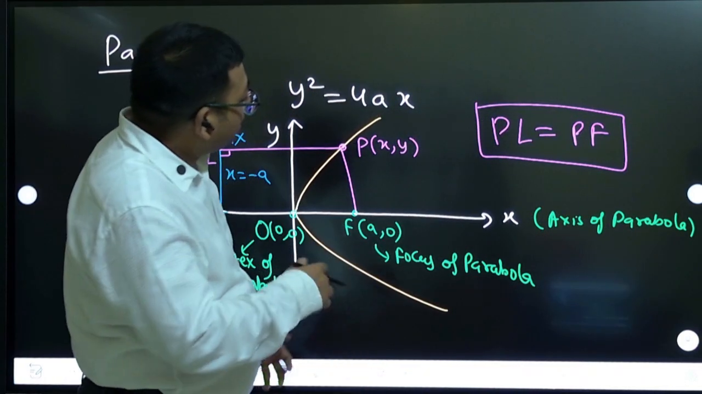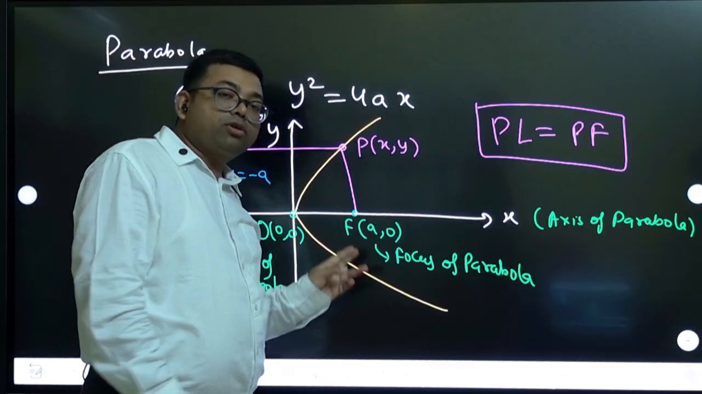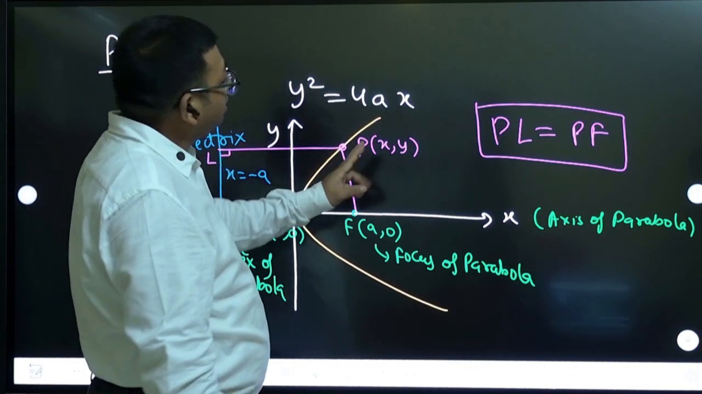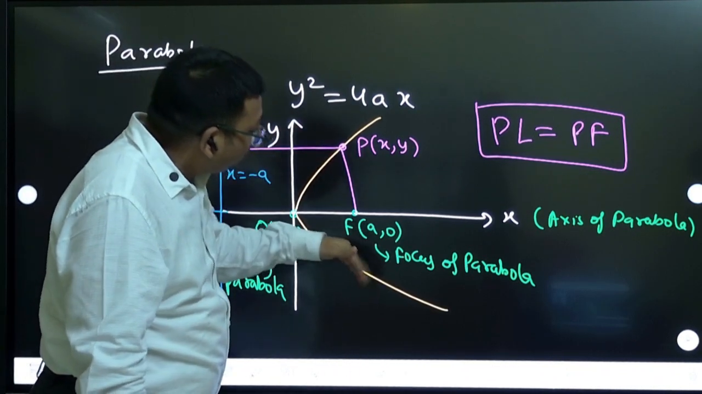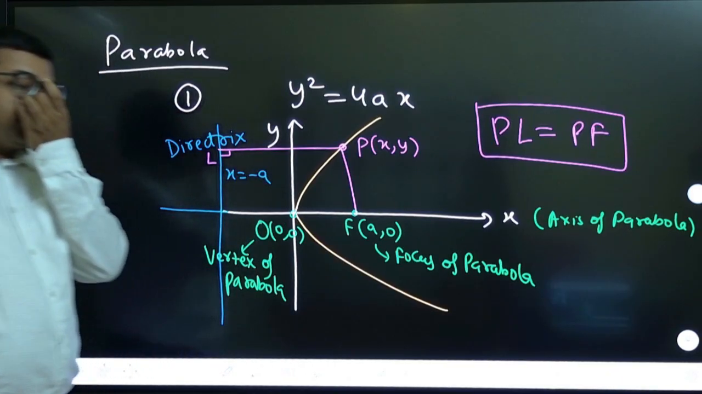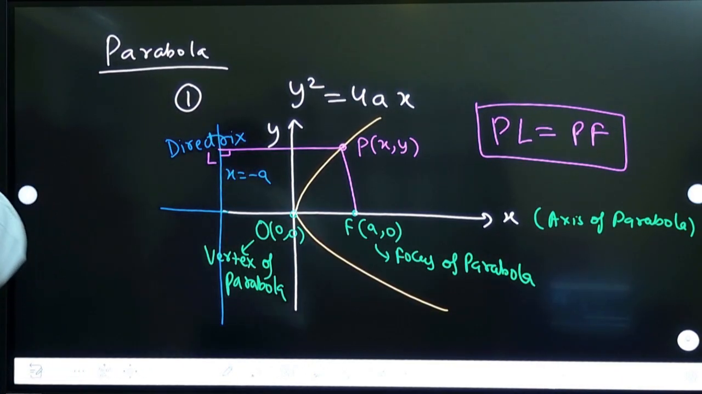So parabola is the locus of that point which moves in such a way that its distance from a fixed line and its distance from a fixed point are equal. That's how it is defined. You understanding this?